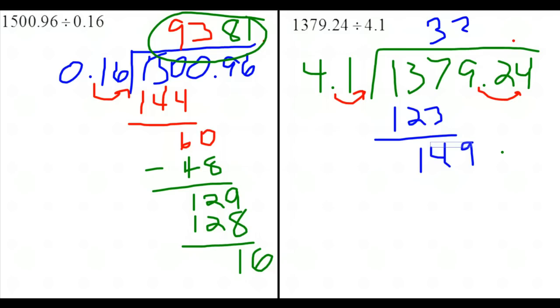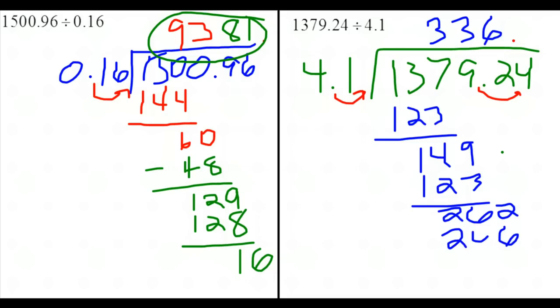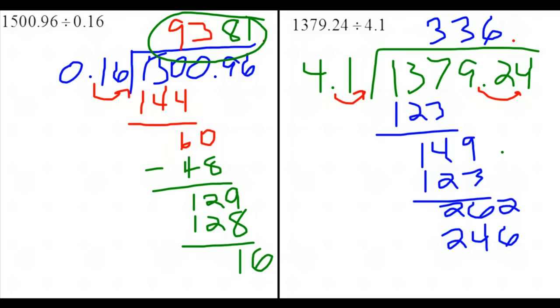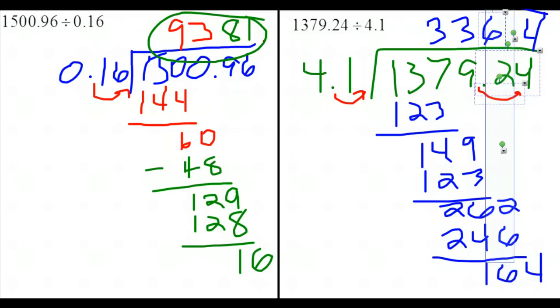41 also divides in only 3 times. 123 becomes 262. 41 divides into 262 6 times. 6 times 1 is 6, and that is 24. Move that back up there. 262 minus 246 gives you 16, and 41 times 4 is actually the same as 164. So the answer that we're looking for is 336 and 4/10.